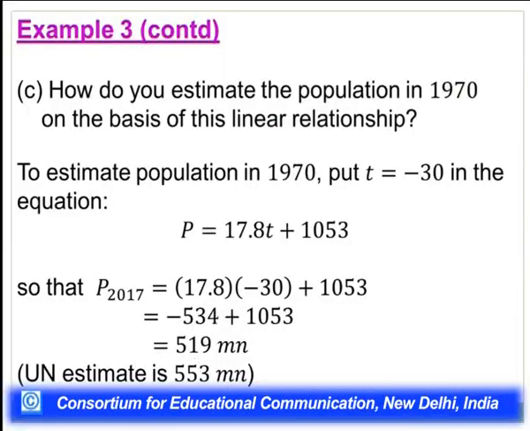I'm sorry, this is a typo, so this should have been 1970. In this case, the population that we get for 1970 is 519 million, which is again not very off. It is off, but again, we are doing a very raw kind of calculation here with straight lines. The UN estimate is 553 million, so I still get the first digit right. Right, so this is how we use this kind of stuff.